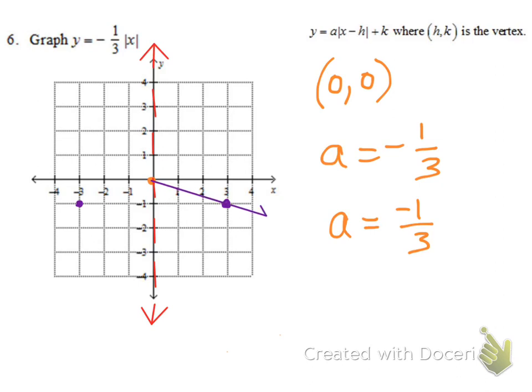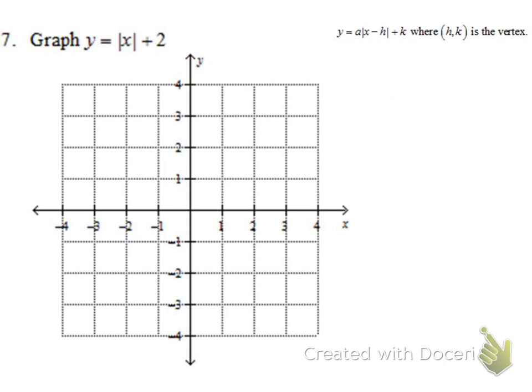Notice that since A was negative, it opened down. And because that was a fraction, something that was smaller than 1, then it's wider than the ones that we've graphed so far. All right, vertex. Once you get the hang of this, feel free to pause it and try them again, and then play and see if you got it right.